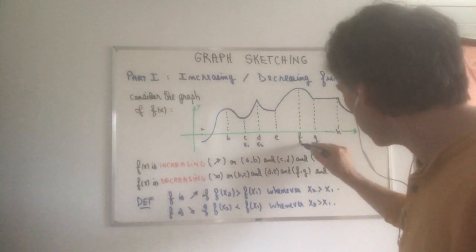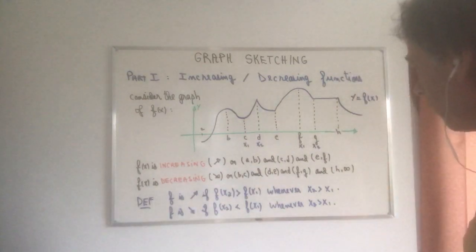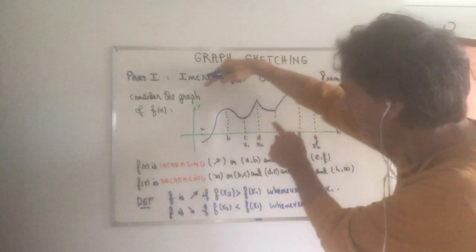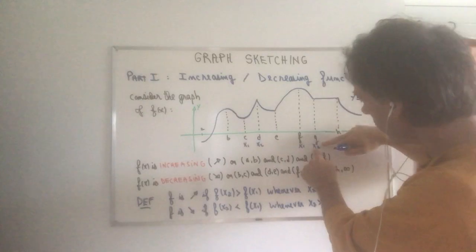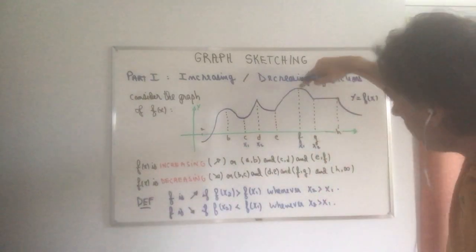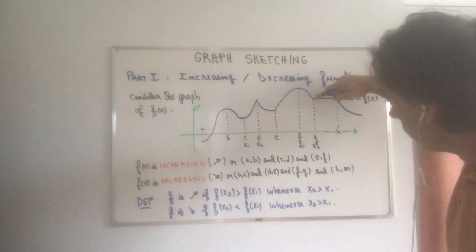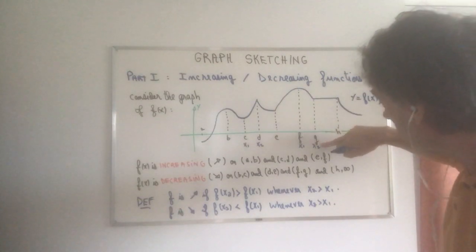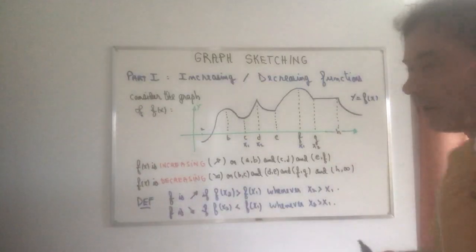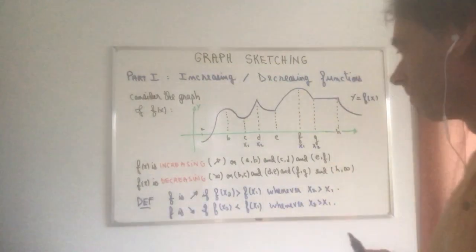So for example, again, this is x1, this is x2. Look at f of x1 right here. So it's a high value. And look at f of x2 right there. It's a smaller value. So f of x1 is larger than f of x2. So f of x2 is actually less than f of x1, resulting in a curve that goes down, and that means that it is decreasing.